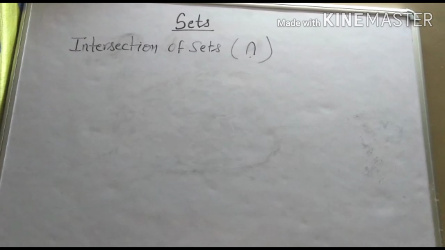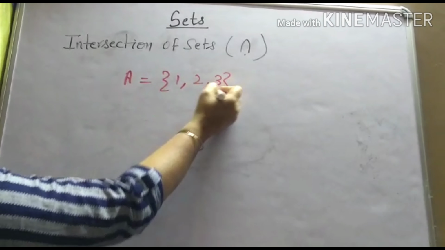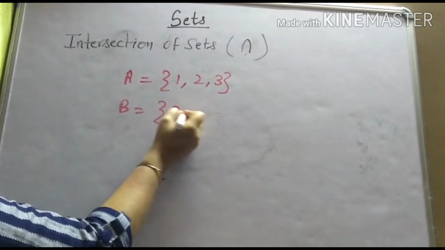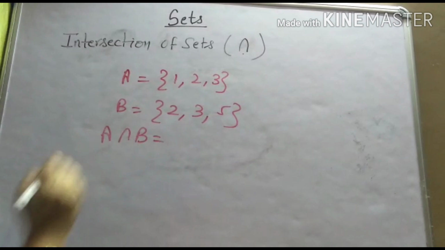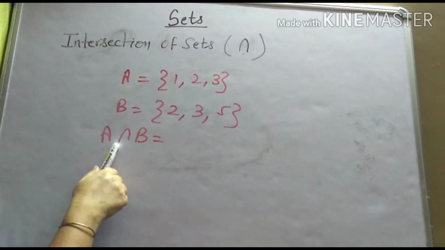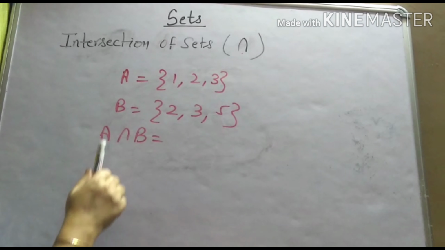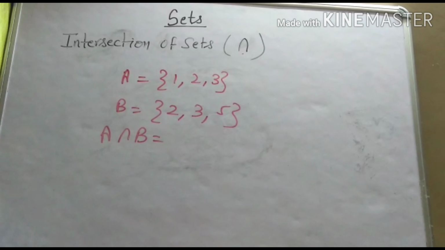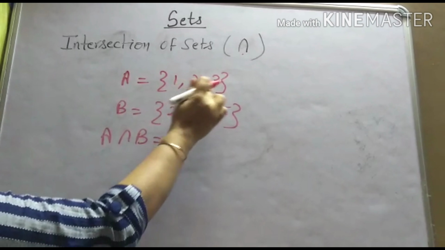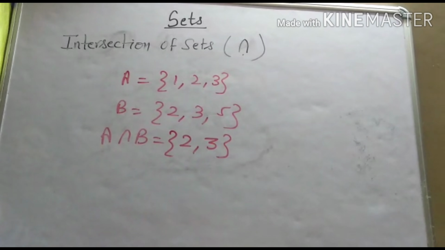Now, what is intersection of sets? Let set A is 1, 2, 3 and set B is 2, 3, 5. Now what is A intersection B? Intersection is always represented by inverted U. And intersection means common elements in sets A and B. So 2 and 3 are common in A and B. So intersection of A and B is 2, 3.